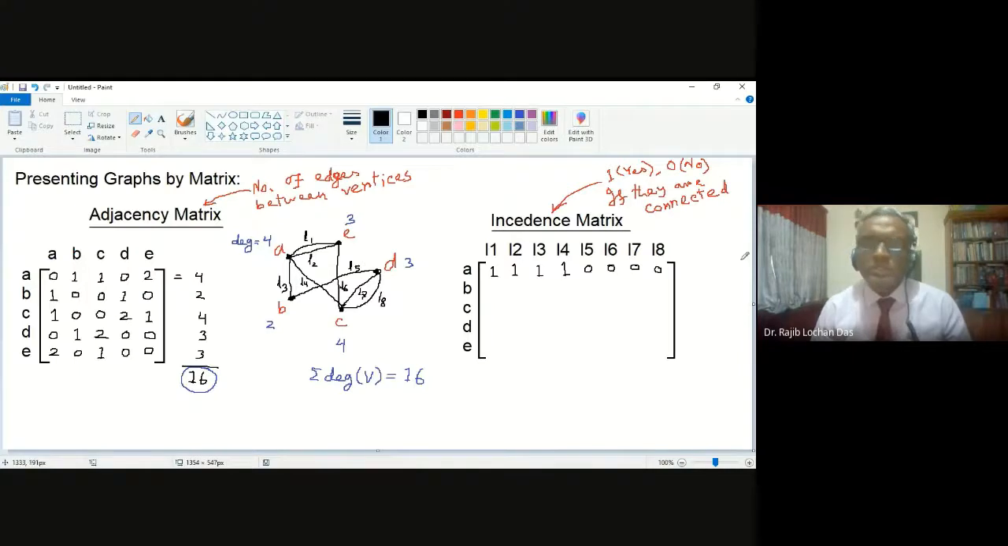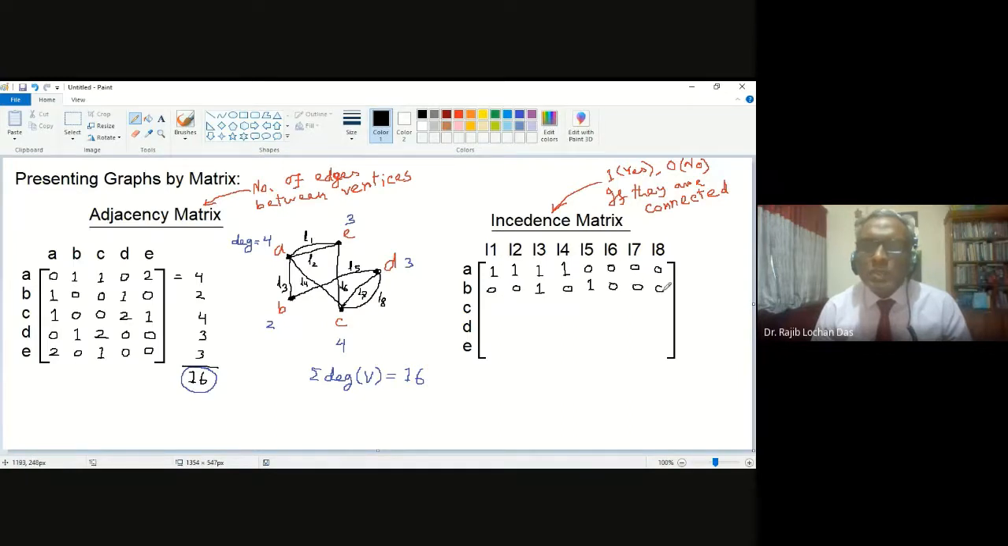So that's it, finished. And go to vertex B. So B and L1 not connected, B and L2 not connected. You can see B is connected with L3 and L5. So L3 and L5 will be connected and other lines will be 0, 0, 0, 0.